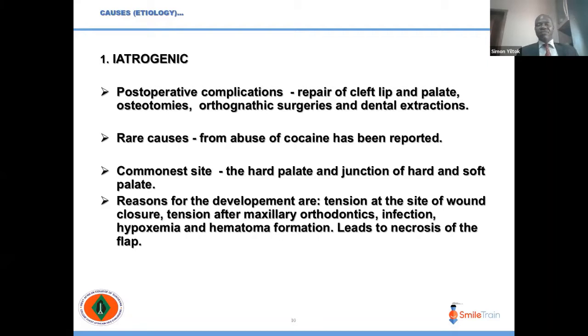Rarely you can have some situations where people abuse cocaine. You know what cocaine does. It causes a lot of vasoconstriction, leads to decreased blood supply, and leads to necrosis of tissue. Cases of cocaine abuse have been reported as one of the causes of oronasal fistula.